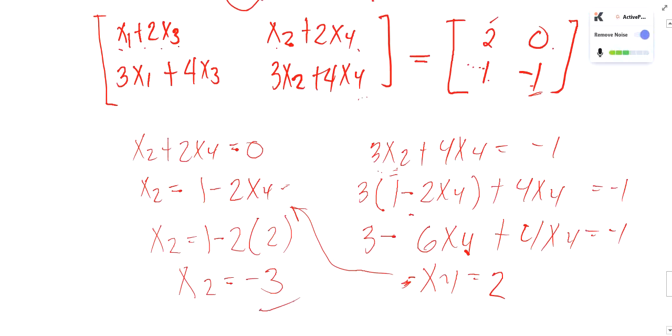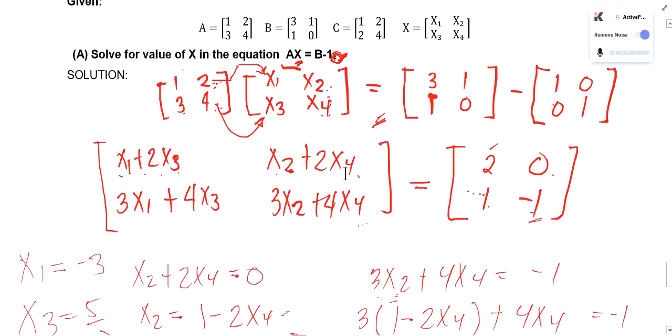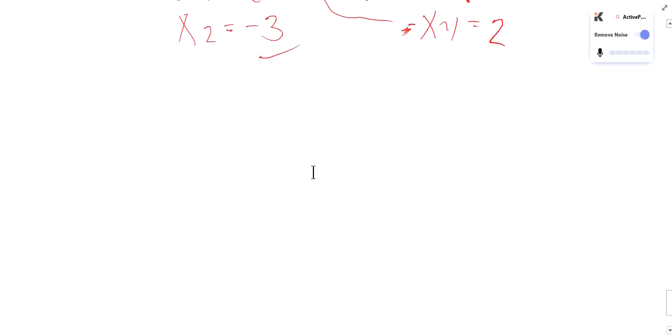So may value na din tayo ng x2. So yung values ng ating x1, x2, x3 and x4, x1 natin kanina nakuha natin is negative 3. Yung x3 natin is 5 over 2. Yung x2 natin is negative 3 and yung x4 natin is 2. So yan yung magiging values natin for x1, x2, x3, and x4 dito sa ating equation.